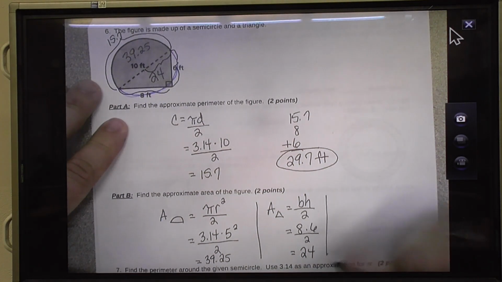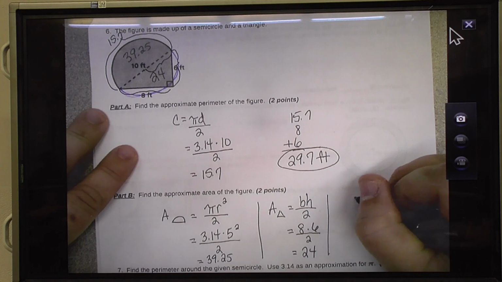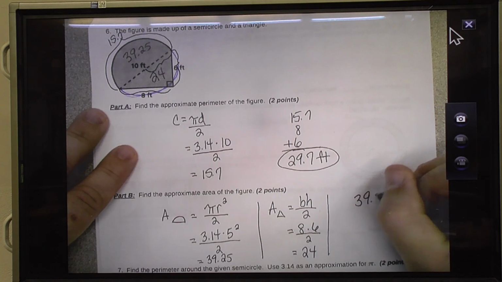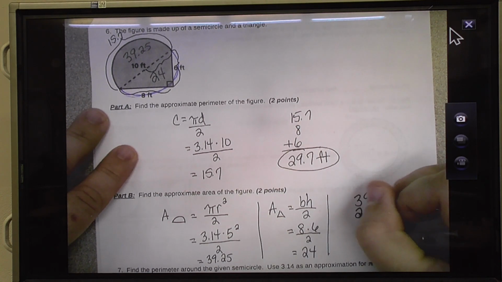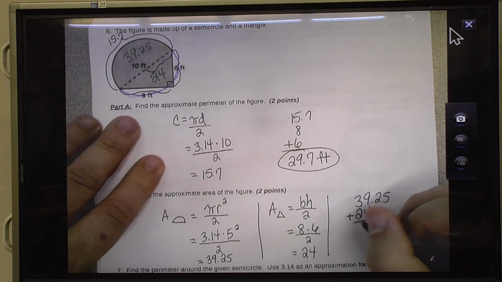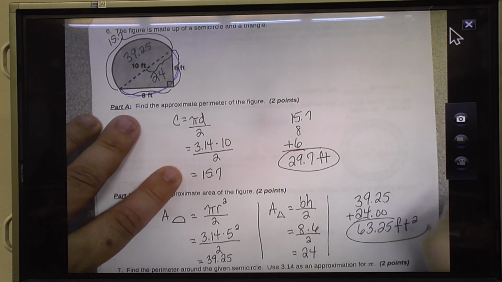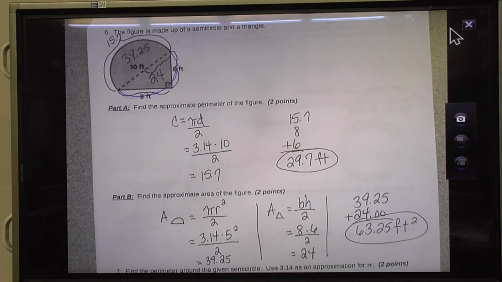How do we find the area of the whole figure if this is 39 and this is 24? We're going to take those two numbers and add them together. 39.25 plus 24 is 63.25 feet squared. Am I going to take points off if you don't put feet squared? No. I'm putting feet squared because they give me the feet and it's an area.